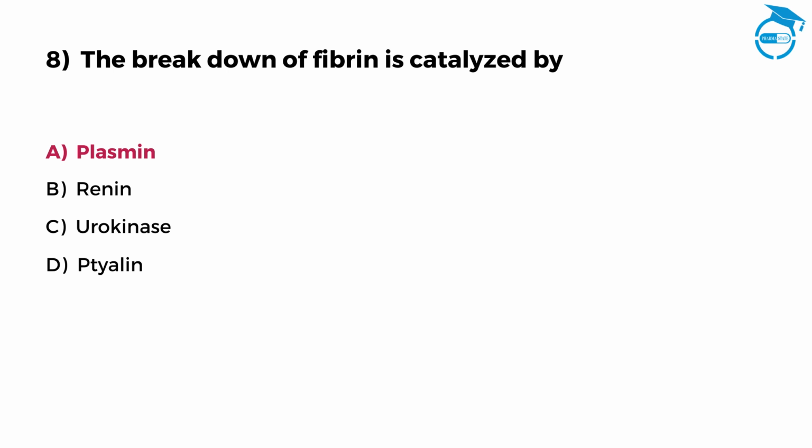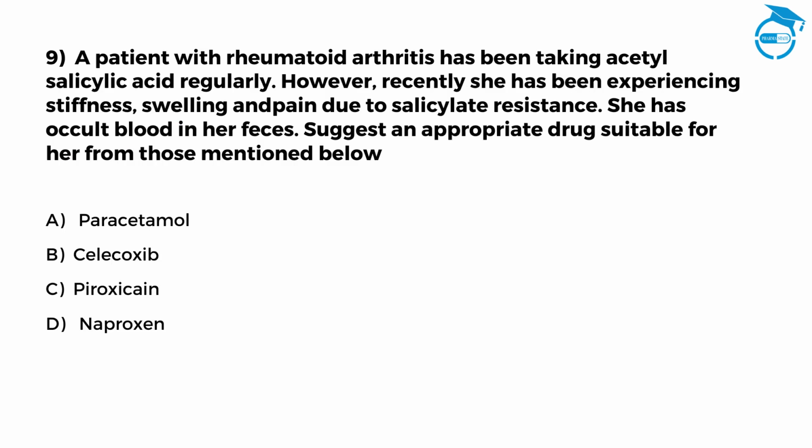The right option is A, that is plasmin. Here is the next one. A patient with rheumatoid arthritis has been taking acetyl salicylic acid regularly. However, recently she has been experiencing stiffness, swelling and pain due to salicylate resistance. She has occult blood in her feces. Suggest an appropriate drug suitable for her from those mentioned below. Option A, paracetamol. Option B, celecoxib. Option C, piroxicam. Your time starts now.